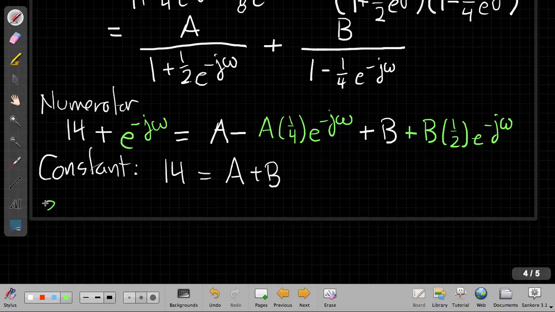The second term is the e to the minus j omega term, the first order term. And what I would get from that is the coefficients. I take the coefficients out. So this is 1 times e to the minus j omega has to be equal to minus 1/4 a plus 1/2 b. Right? Those are just taking all the coefficients of e to the minus j omega, so those terms all line up. Now I have two equations and two unknowns, and I should be a happy camper at this point. So if I want to solve this, two equations and two unknowns, I'll do it by hand.